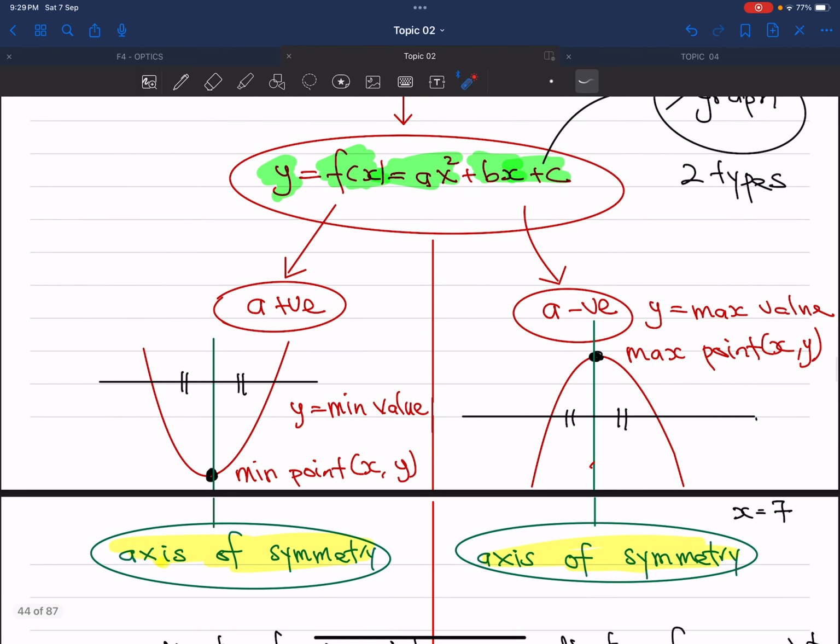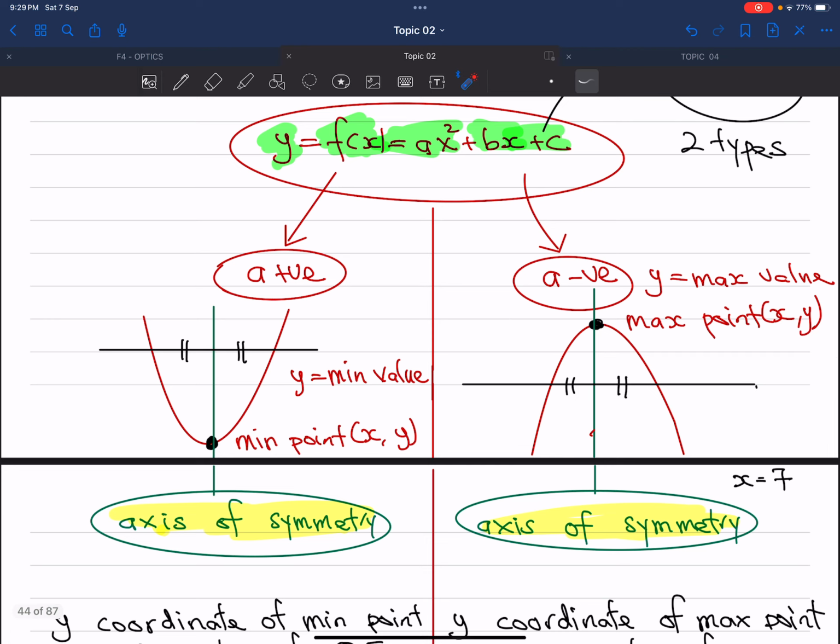Next, the vertical line going through the minimum point or the vertical line going through the maximum point is called the axis of symmetry. And this axis of symmetry will divide the graph into two equal parts. You see? So this length is the same as this length. This line, same as this line.